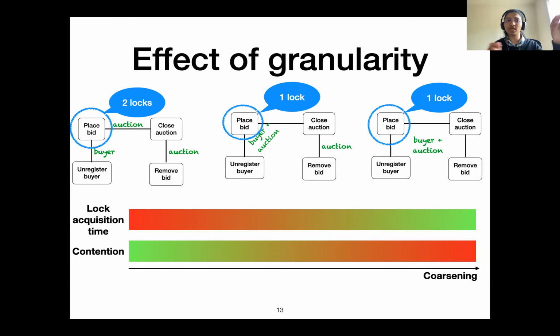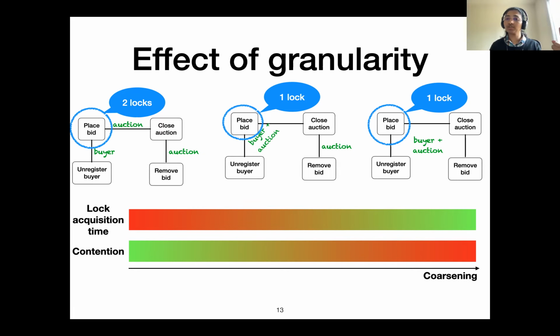Actually, first of all, it had to acquire 2 locks. Then in the second case, it had to acquire only 1 lock shared between 2 other operations. And in the third case, it was sharing a single lock with all the operations. So we can see a bit more into what happens over there. So in the first case, place bid now has to acquire 2 locks.